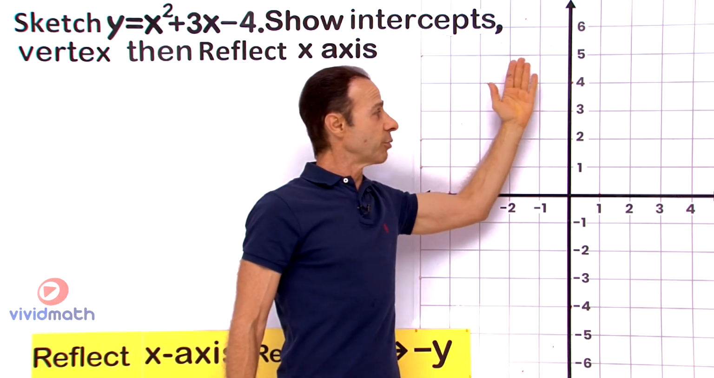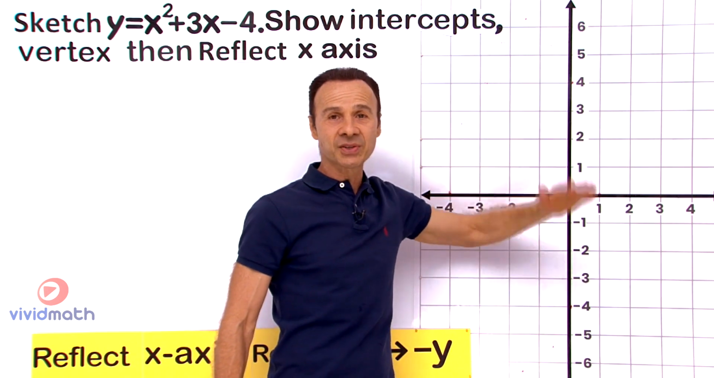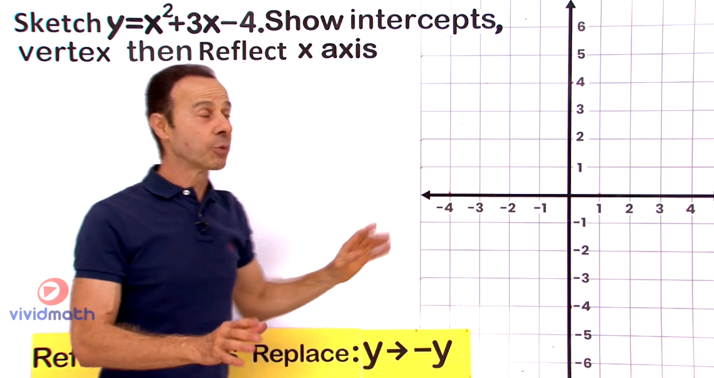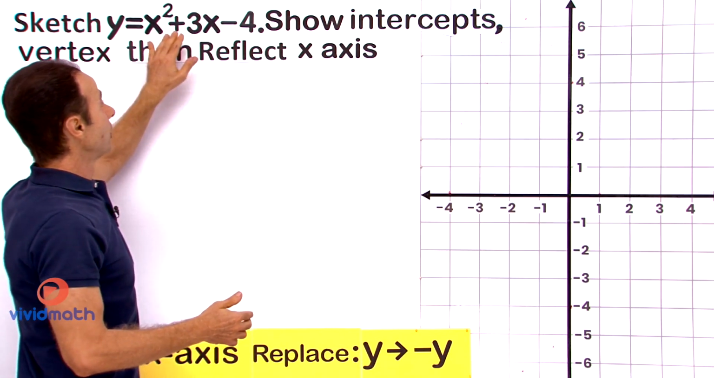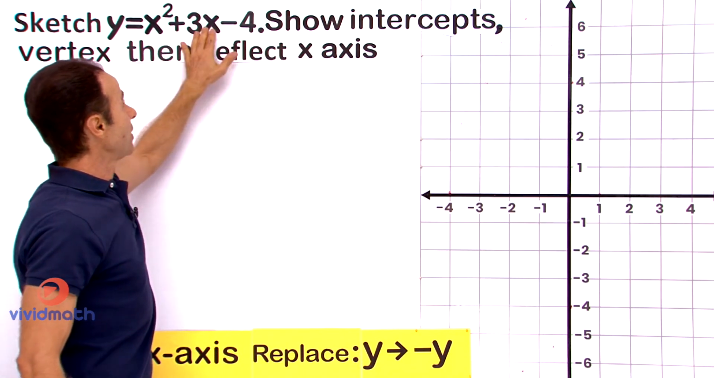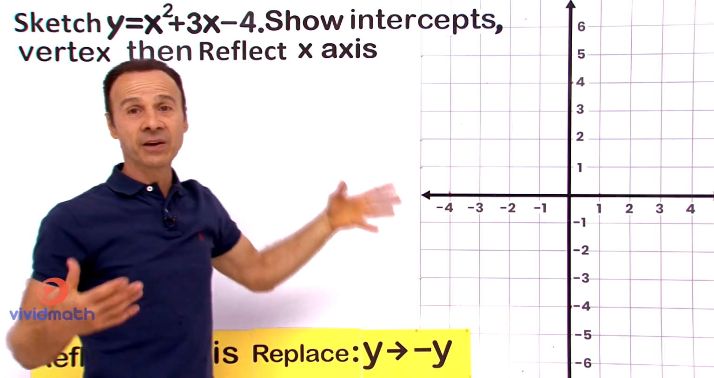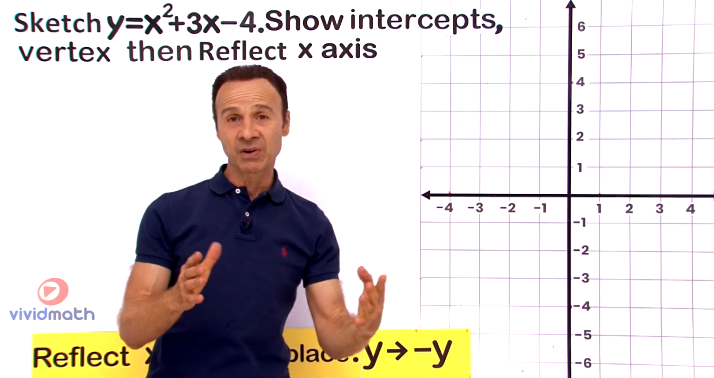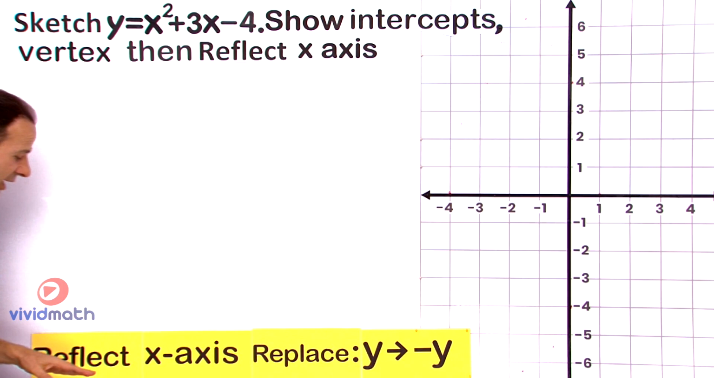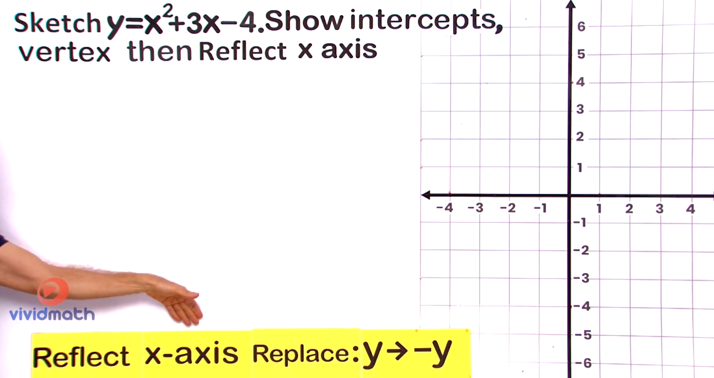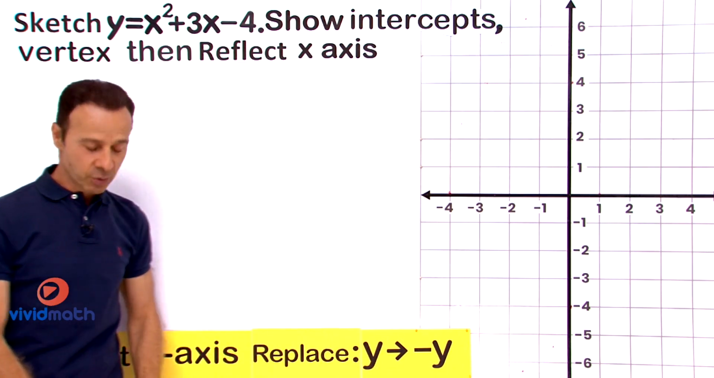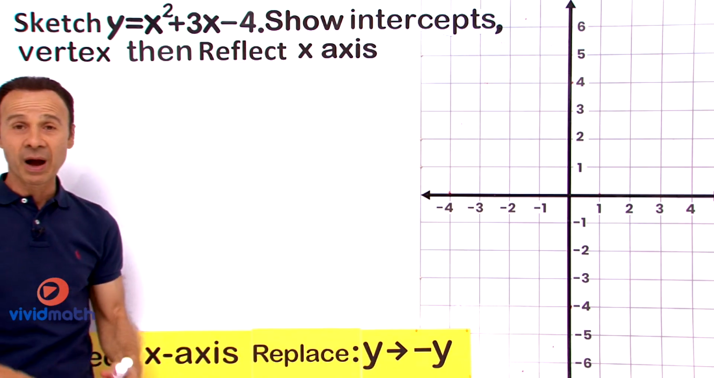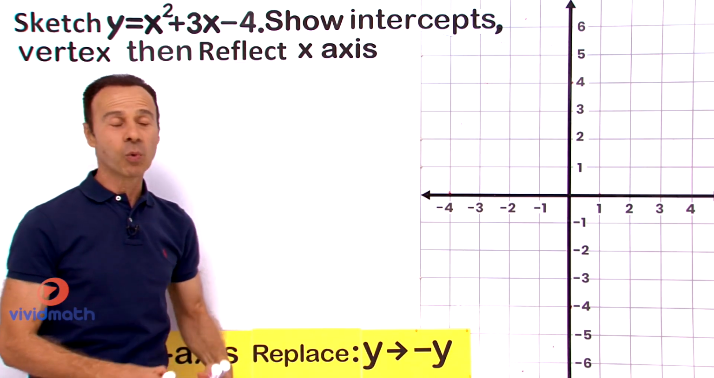What are we going to do? We're going to reflect it about the x-axis. Now, the first thing we're going to do is sketch this, then we're going to sketch the reflection of this about the x-axis. How do you find the reflection about the x-axis? Very simple. What you do is you use this rule down here. You reflect about the x-axis. All you have to do is replace y by negative y.